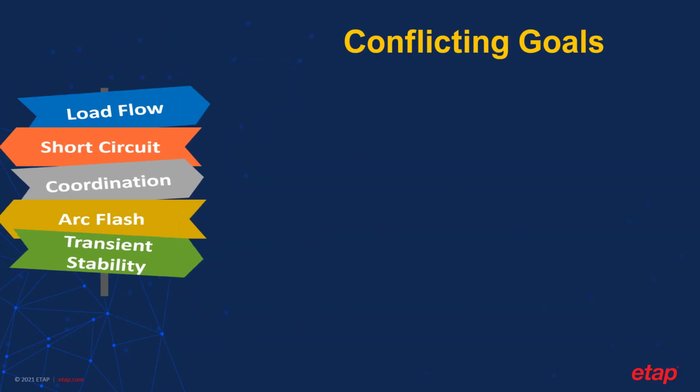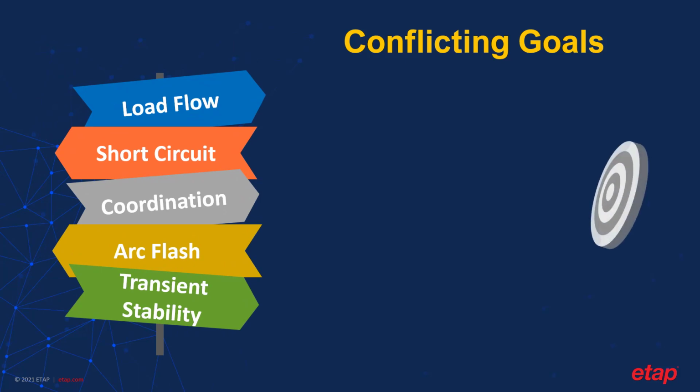The goals of some studies can pull the project in different directions. Engineers often must wait till one team is done before another can finalize their work. For example, when we consider impedance in load flow versus short circuit. For load flow, increasing impedance effectively increases voltage drop. However, in short circuit, we may want to decrease impedance to make it more conservative.